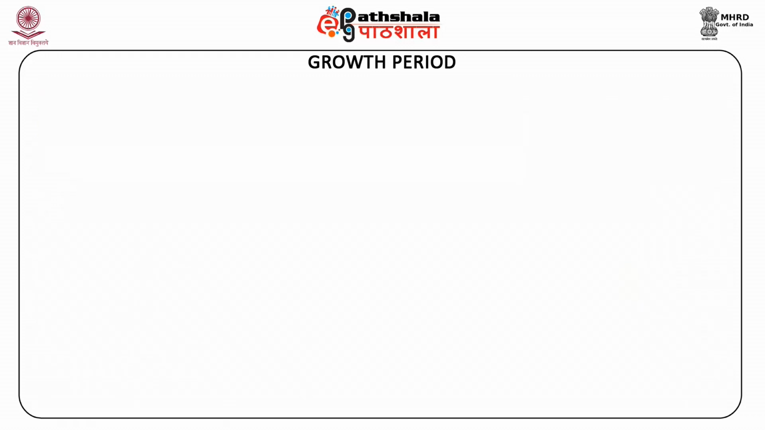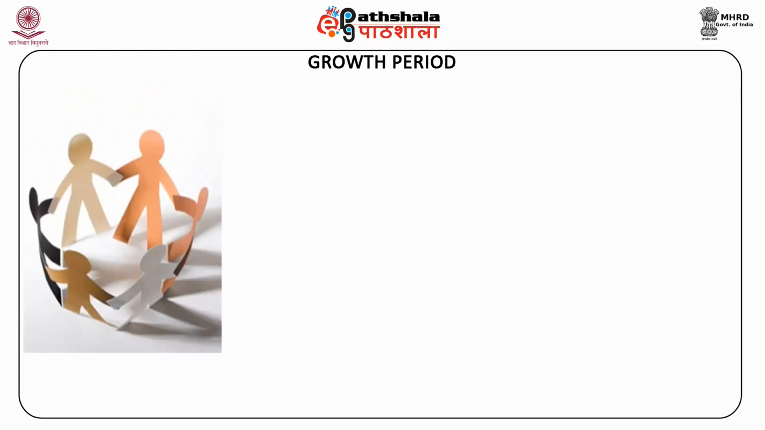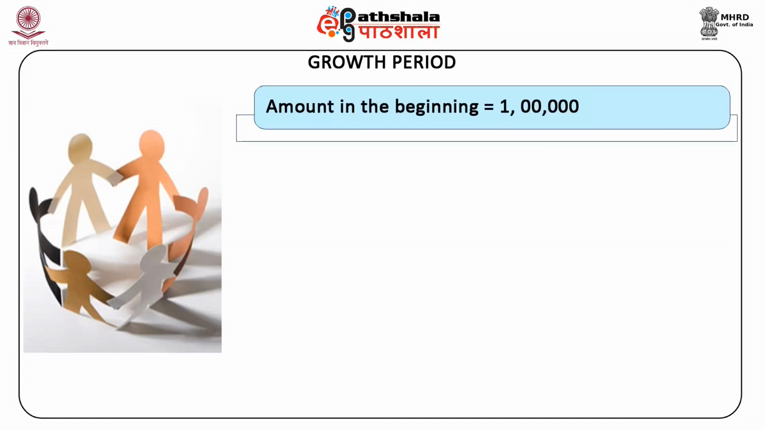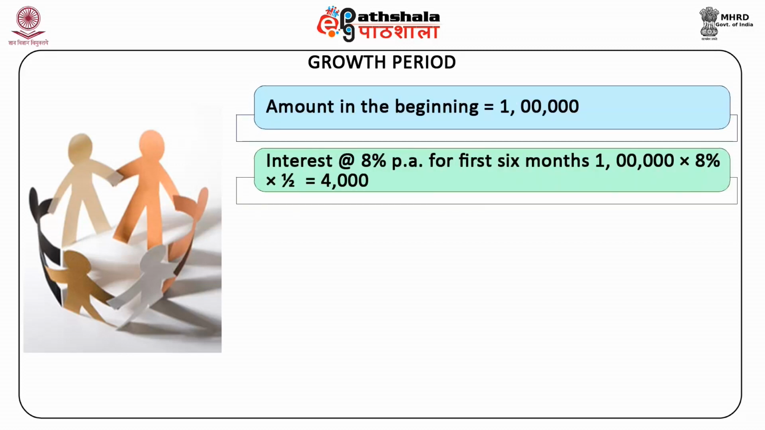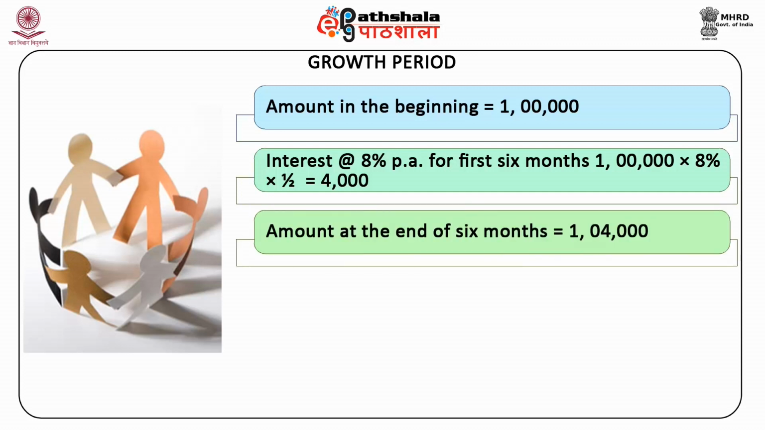Now suppose compounding is done more frequently. For example, a deposit amount of rupees 1 lakh in a bank offers 8% rate of interest per annum compounded semi-annually. The following is the way to calculate the amount at the end of 1 year. Amount in the beginning: 1 lakh. Interest at the rate of 8% per annum for the first 6 months is equal to 1 lakh into 8 divided by 2, which is equal to 4,000. Amount at the end of 6 months is 1 lakh 4,000.